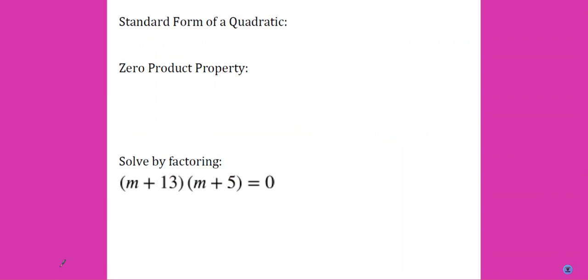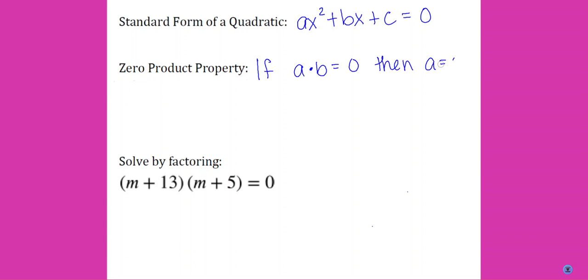As a reminder, the standard form of a quadratic is ax squared plus bx plus c equals 0. And it's very important that it equals 0 so that we can apply the zero product property, which says if a times b equals 0, then a equals 0 or b equals 0. So what that's saying is if we have two things being multiplied together, one of them has to equal 0 or both of them equal 0.